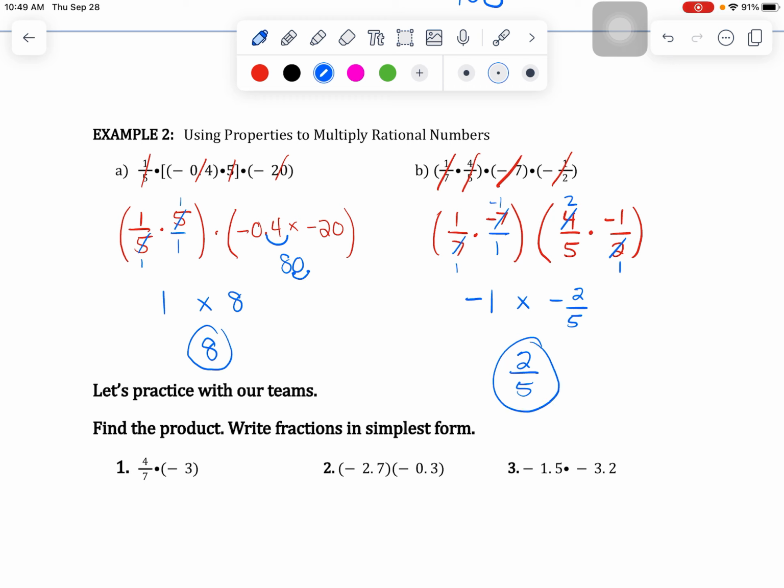All right, go ahead and pause the video here so that you can try those practice problems with your teams. When you finish trying, you can press play so that you can see those answers and see if you solved the problem correctly.